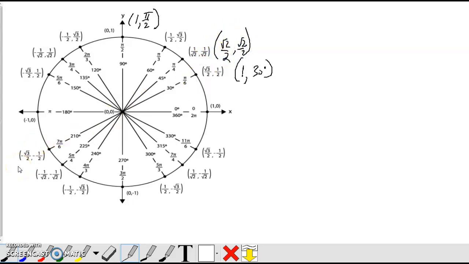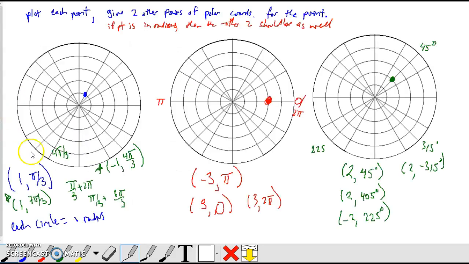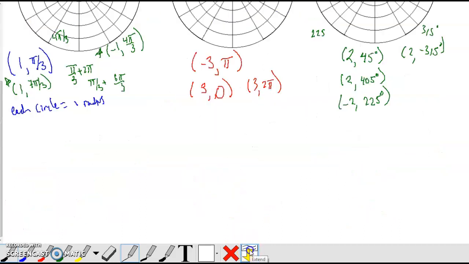So let's come back to our first set of problems that we did, and let's actually change a few of them into rectangular coordinates. I'm not going to do the 1 and pi over 3 because that comes from our unit circle. So I'm going to do the -3 comma pi. Okay, so let's change this to rectangular.